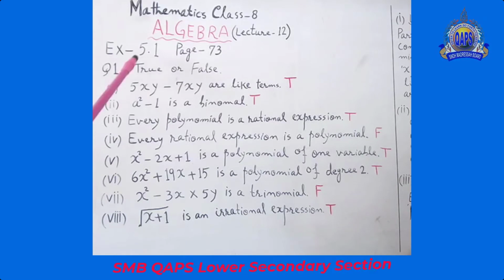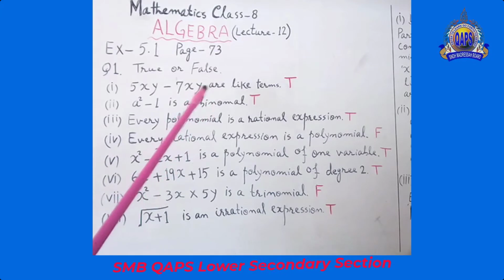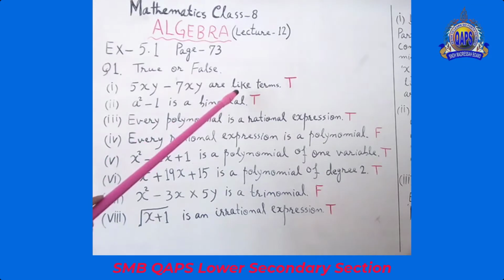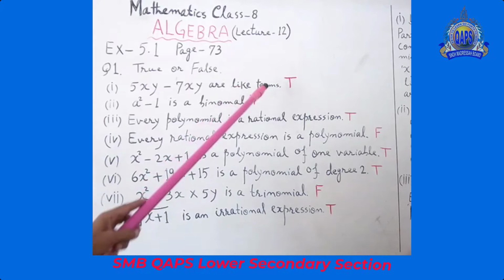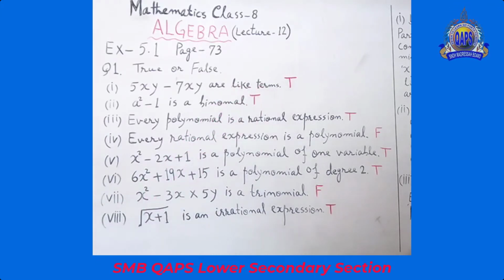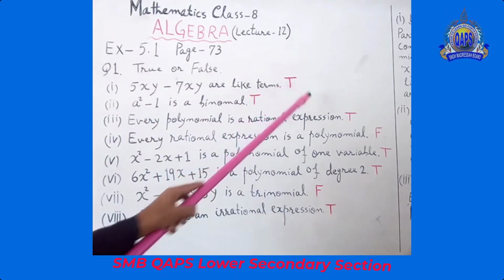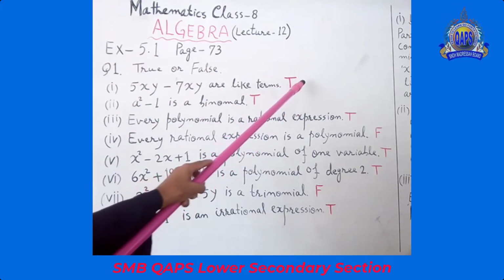Question number 1, true or false? Part number 1, 5xy minus 7xy are like terms. Look at this thing, like. Like means similar, and the answer is true. That's why I wrote over here T.